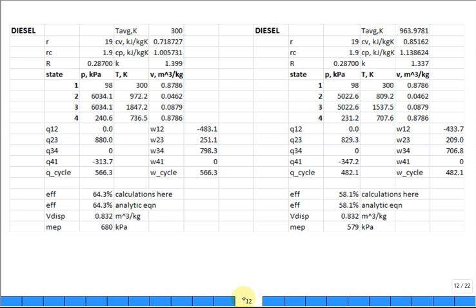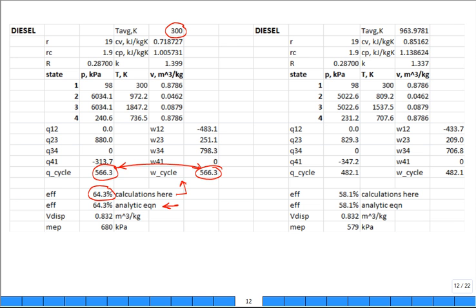Here are the numbers run in Excel. All right? So in Excel, we get 64.3% calculated with these numbers above. These are consistent. And the analytic expression gives the same. One thing is this is a cold air standard analysis. It uses an average temperature of 300 Kelvin. I can look up or evaluate specific heats at higher temperatures. What happens if I wanted to do a warm air standard analysis using a constant specific heat evaluated at a higher temperature? It would give a better answer.